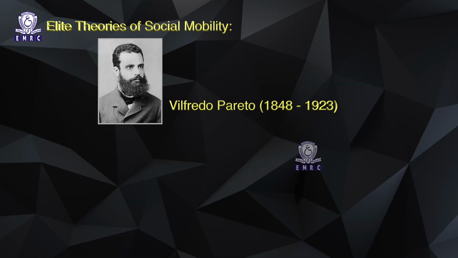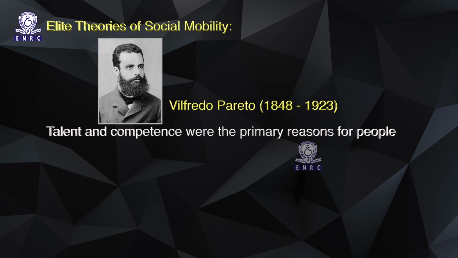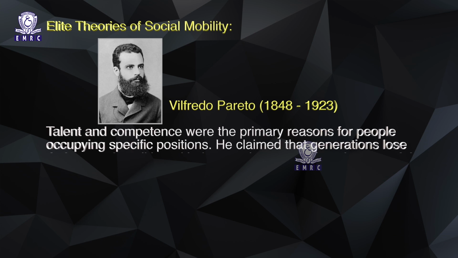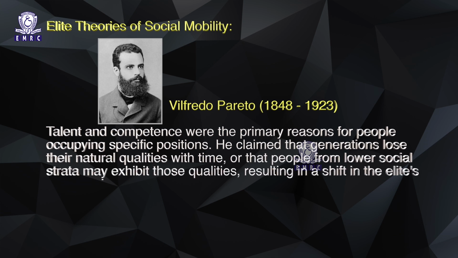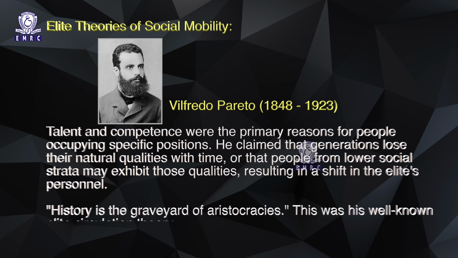Another important factor is the elite theory. Vilfredo Pareto, one of the elite theorists, argued that talent and competence were the primary reason for people occupying specific positions. And he claimed that generations lose their natural qualities with time, or that people from lower social strata may exhibit those qualities, resulting in a shift in the elite personnel. And Pareto said, history is the graveyard of aristocracies. This was his well-known elite circulation theory.